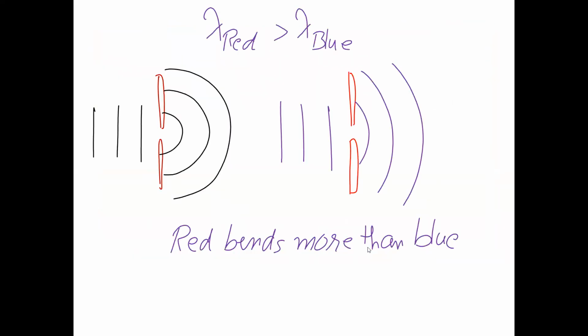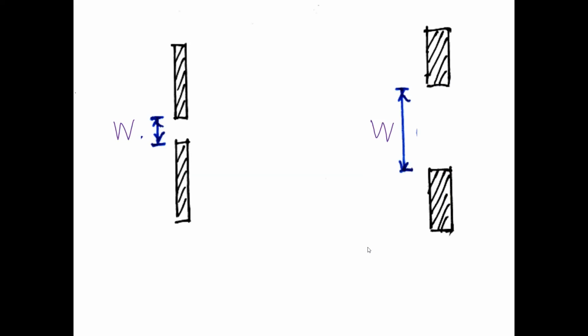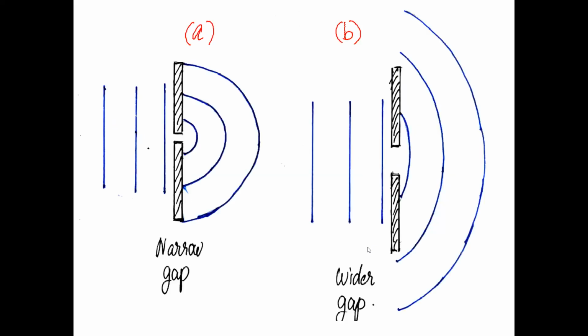Lambda red, lambda blue. Look at the color difference. So the red color wave is bending more than blue. Why is red bending more than blue? Because the wavelength of red is greater than the wavelength of blue. This is called the slit width. Look at this. This is called slit width. So if the slit is narrow, bending is more. And if the slit is wide, bending is less.